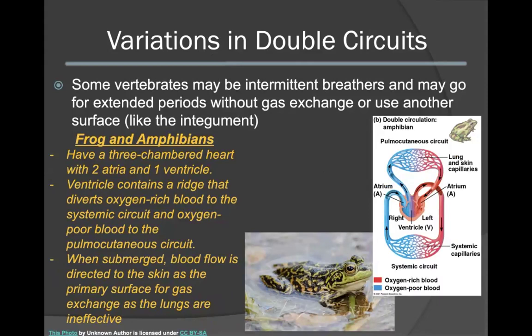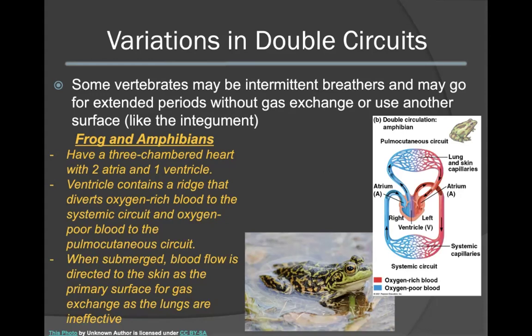Some vertebrates can be intermittent breathers, and they may go for extended periods without gas exchange, or they may have the ability to use another surface for gas exchange, like the skin or integument. Frogs and amphibians, for example, have a three-chambered heart that consists of two atria as well as one ventricle. However, within the ventricle, there exists a ridge that can help divert oxygen-rich blood to the systemic circuit and oxygen-poor blood to the pulmocutaneous circuit, though this ridge is not considered to be a complete division for the ventricle.